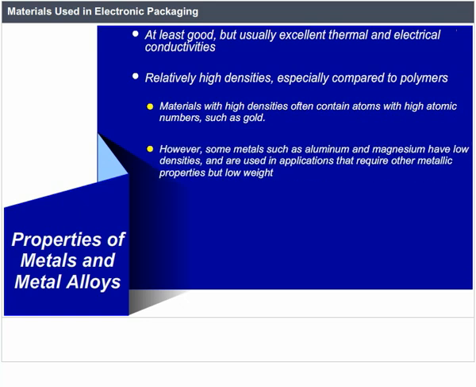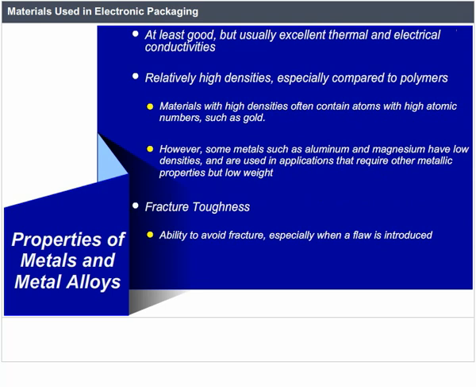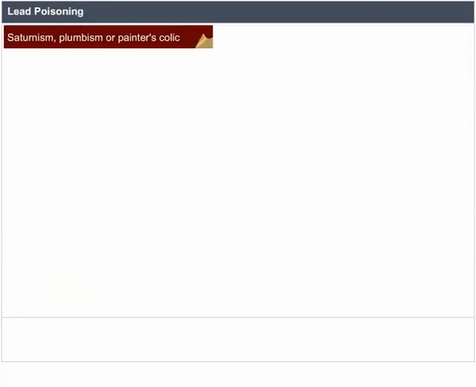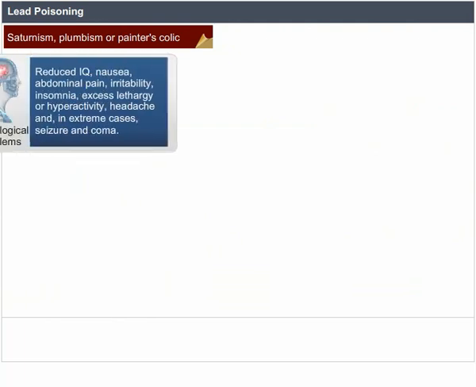However, some metals such as aluminum and magnesium have low densities and are used in applications that require other metallic properties but low weight. Fracture toughness: the ability to avoid fracture, especially when a flaw is introduced. Plastic deformation.